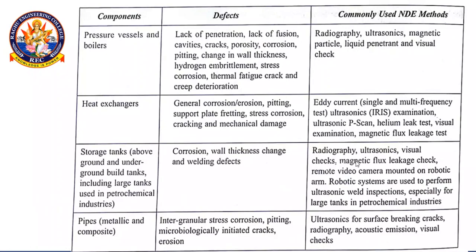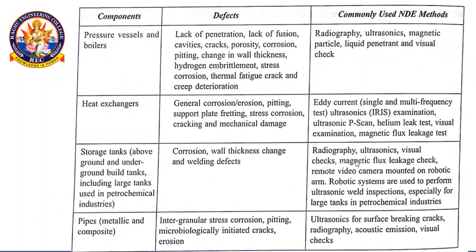The component is pressure vessels and boilers. The defects that generally can occur are leak penetration, lack of fusion, lack of penetration, cavities, cracks, and porosity. These all come in the welding areas.